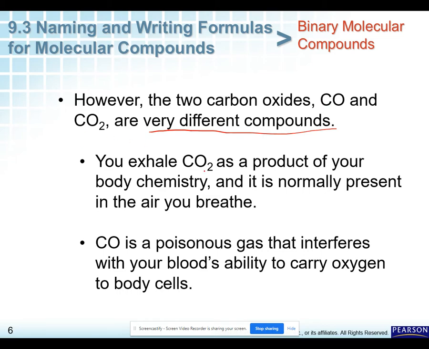CO2 actually is something that your body breathes out every time you breathe in. It's a natural process. You can normally do it. Whereas CO is actually very poisonous for you if you actually breathe it in. So CO2 is okay, CO is poisonous. We don't want to use the same name for both of those because they're very different characteristics.